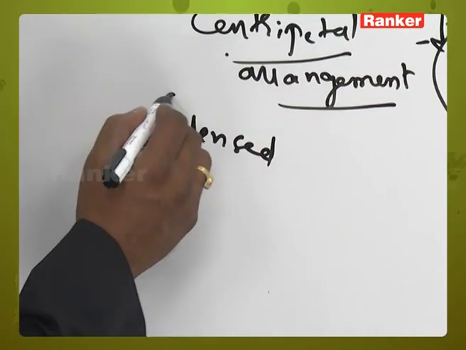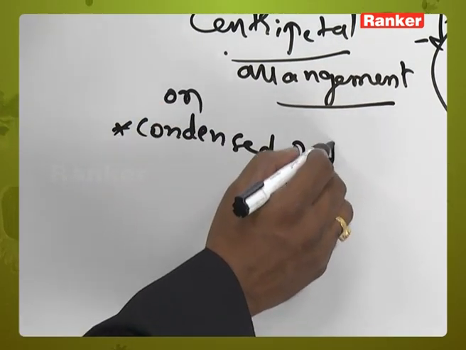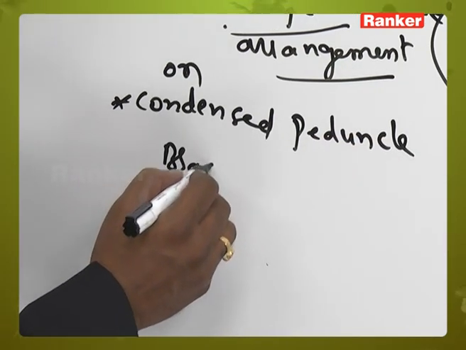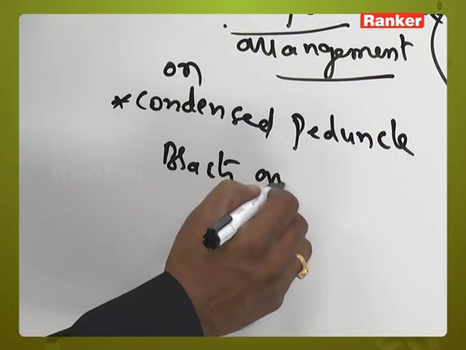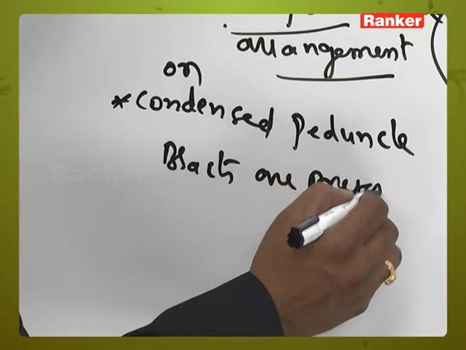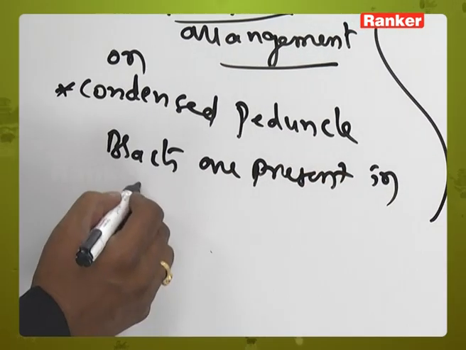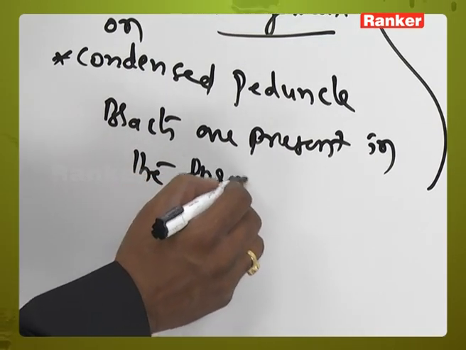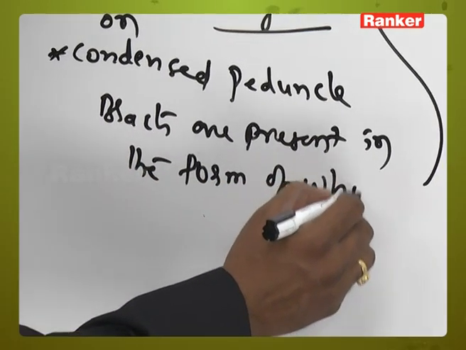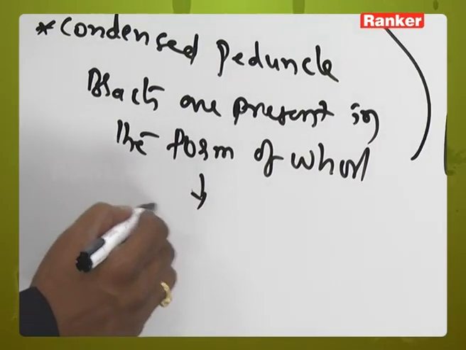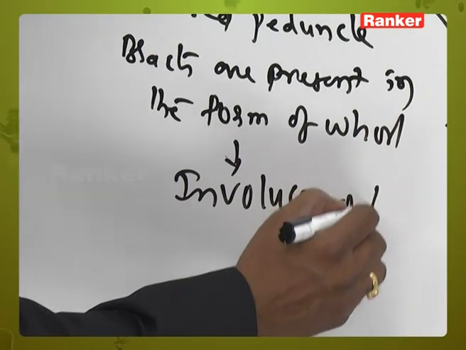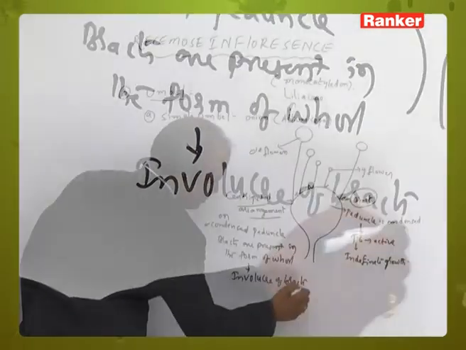On condensed peduncle, bracts are present in the form of whorl. So can we call that one as involucre of bracts? Yes, it is called as involucre of bracts.